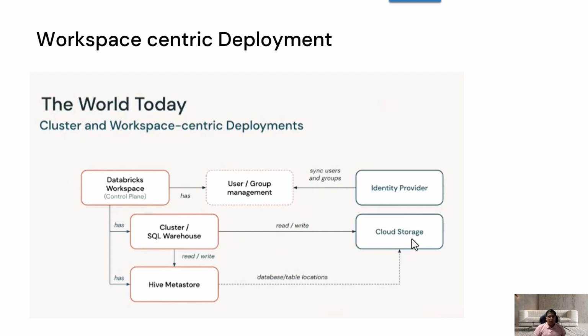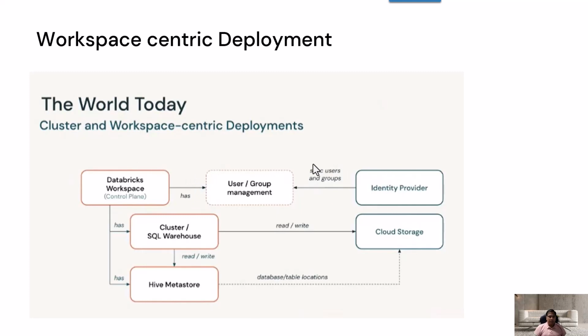In the case of Azure, it is Azure ADLS Gen 2, right? And the Hive Metastore is again using the same cloud storage provided by Azure or AWS. In AWS, it is S3. So the Hive Metastore is storing this data in the cloud storage, and the SQL warehouse or Databricks cluster is accessing it with read and write, right? And the users and groups are getting permissions through the identity provider of the cloud.